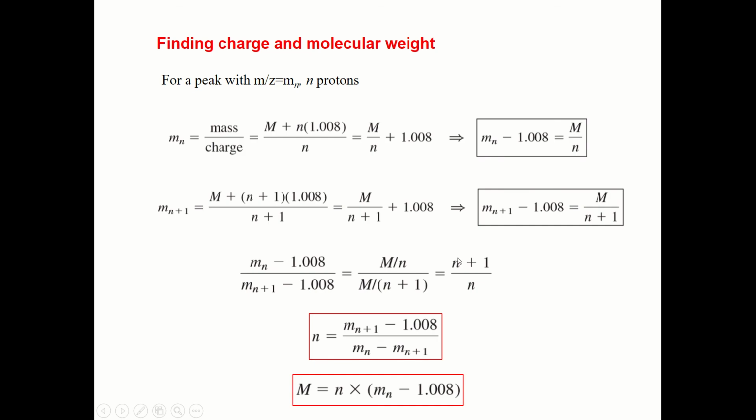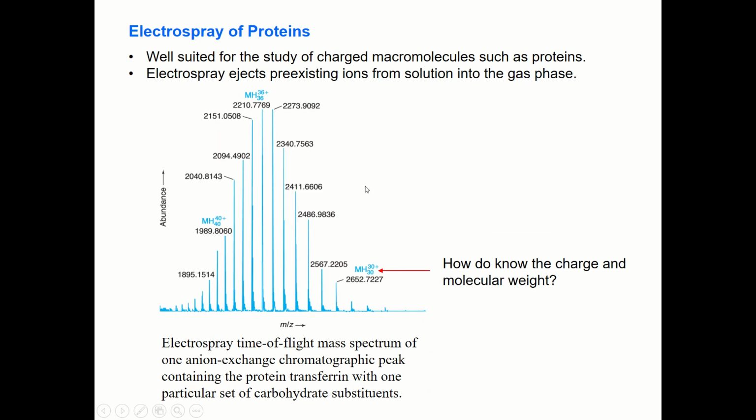Okay, let's find the charge and molecular weight from that spectrum. For a peak with mass to charge ratio M_n, here n is the number of protons, when there are n protons in the molecule, right?